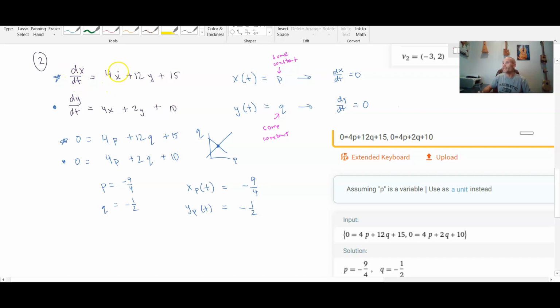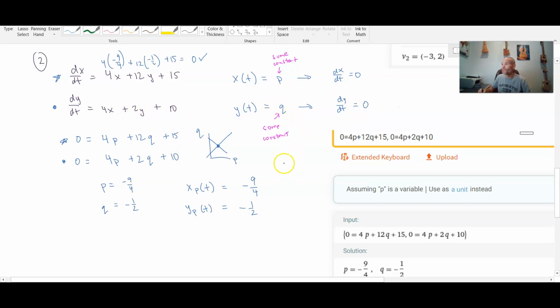Well, 4 times negative 9/4, let's just check this, is negative 9. 12 times negative 1/2, well, that's negative 6. So I have negative 9 plus negative 6 plus 15, and that does indeed equal 0, which is the derivative of that constant. And we could do the same thing down here: 4 times negative 9/4 plus 2 times negative 1/2. That will give me negative 9 minus 1 is negative 10, plus 10 is 0, which is the derivative of q.